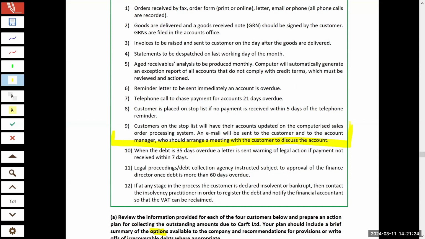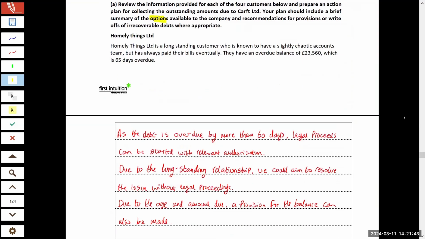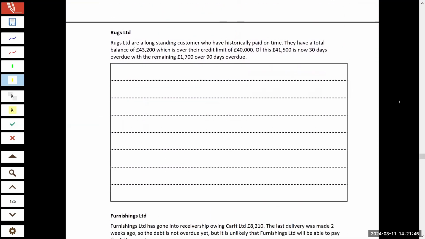The 90-day one is a bit different, isn't it? Because again, that falls under the remit of legal proceedings. So it's split between the 2. Basically, it's points 9, 10, and 11 that are relevant for different reasons here. So we can write about these options, and we can write about this customer as well, what is specific about them, okay?